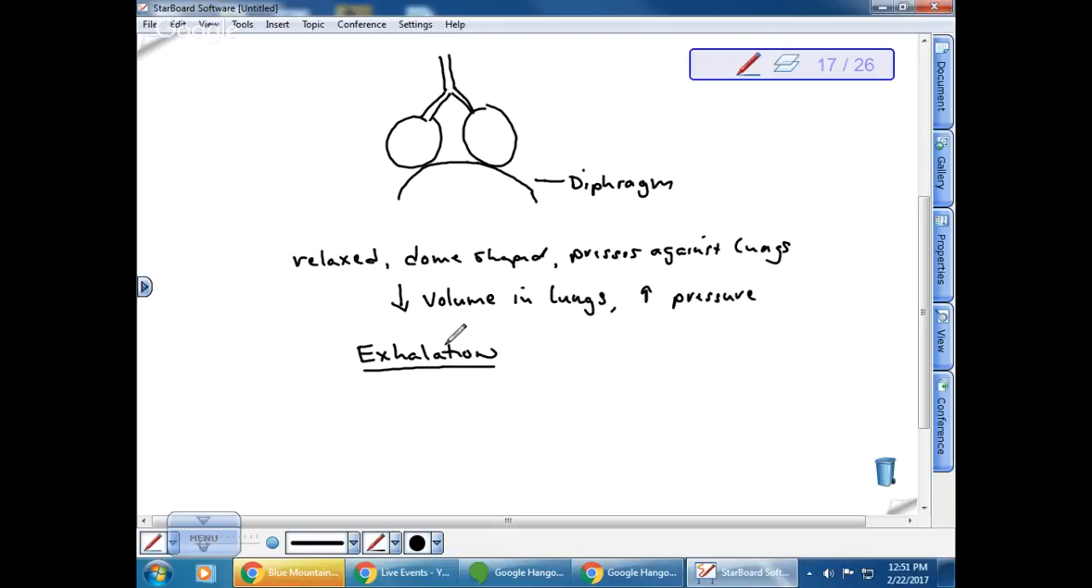Okay, so this increase in pressure forces air out of the lungs. So that's when the diaphragm is relaxed. Now, sometimes we think when we exhale deeply, it's like, how come it feels like I'm contracting stuff, when I'm forcing air out of my lungs? But we're actually contracting our rib cage and our abdominal muscles.